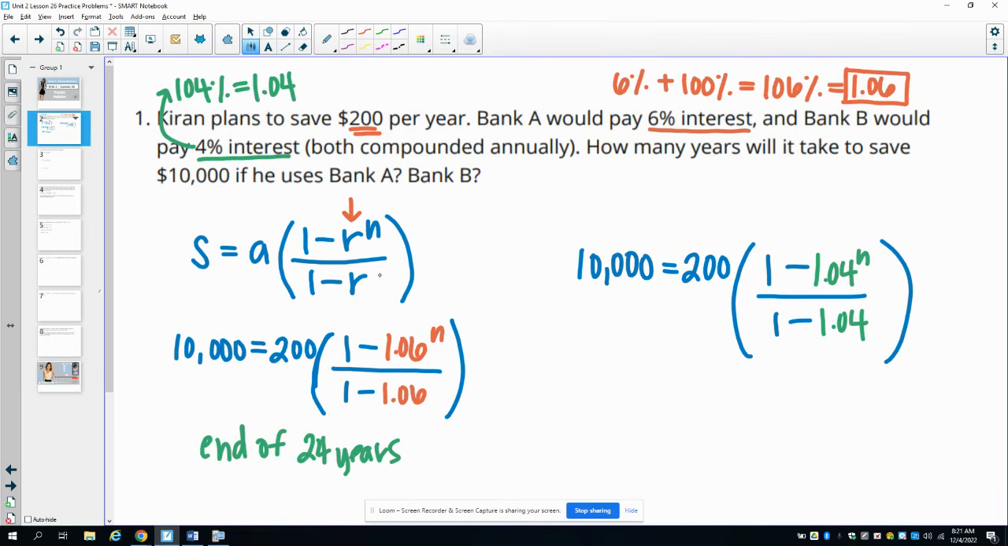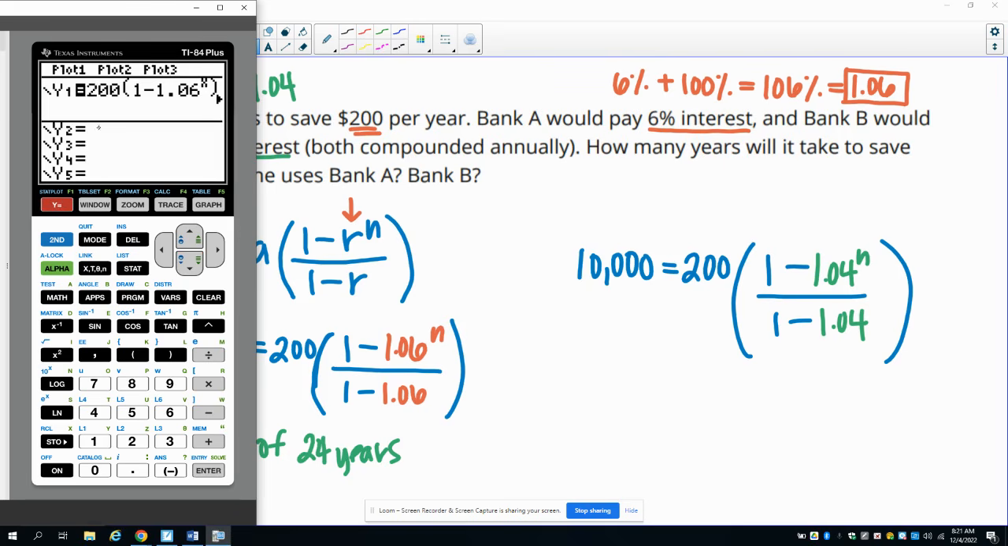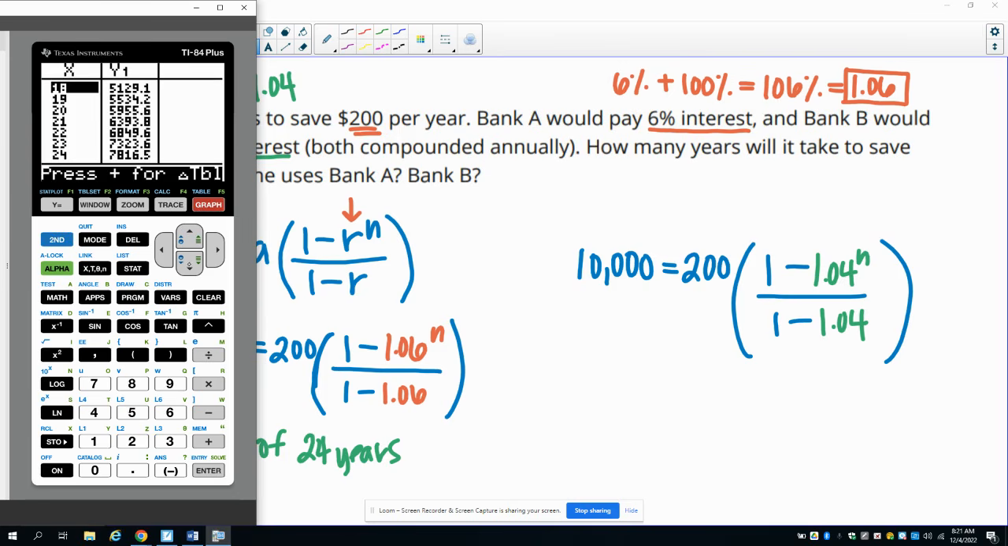Then for Bank B, now we'll just go in and change the rate. Everything else stayed the same. He's putting $200 in, but this time it's a 4% interest. So we're going to change it to 1.04 on the top and the bottom, and then we'll go back in and push second graph so we can get into that table and see when this one will reach 10,000. It makes sense that it's going to take longer because we're getting less money each year. We're getting 4% instead of 6%. So here it happens after year 29. So in year 29, we'll get that $10,000.